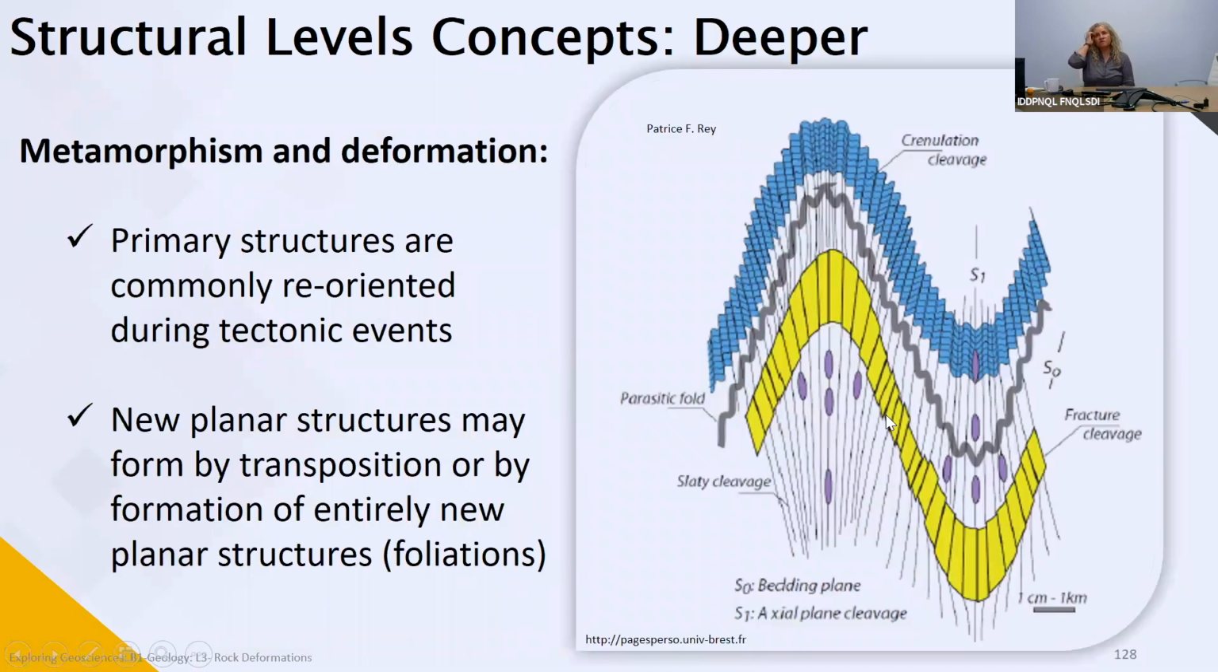An example here would be the crenellation within metamorphic rock deformation. So the primary structures are reoriented during tectonic events. That's really another physical change within the rocks. New planar structures may form by transposition or by formation, which is what we call foliation. So everything inside is being foliated and reoriented along a preferential plane.